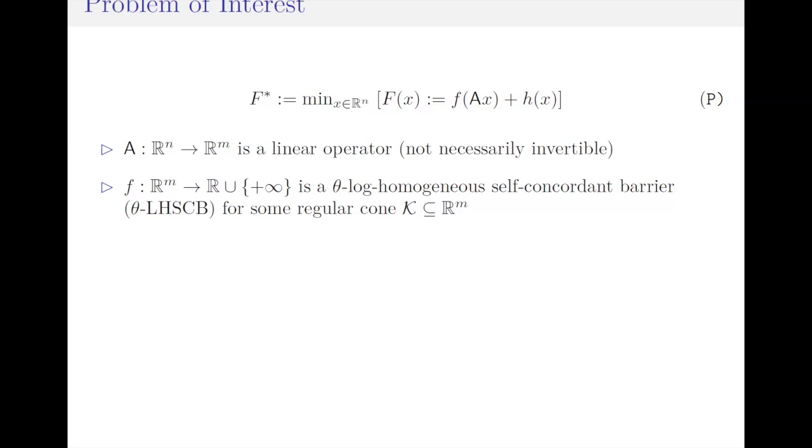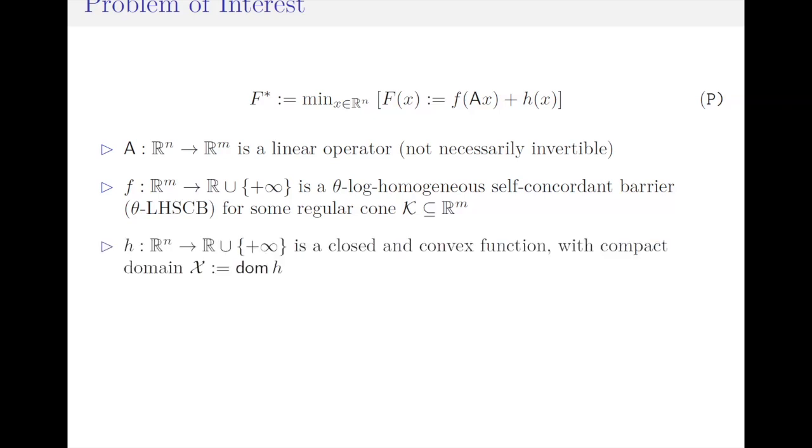I will give a precise definition on the second slide, but just bear with me and let me finish introducing every component of this optimization problem. H is a closed and convex function with a compact domain, which we denote by calligraphic X. For example, if H is the indicator function of some compact set, that is one instance of H, but H can also be something else, for example the L1 norm or some very simple functions. H is not necessarily differentiable, but we assume that it is closed, convex, and relatively simple.